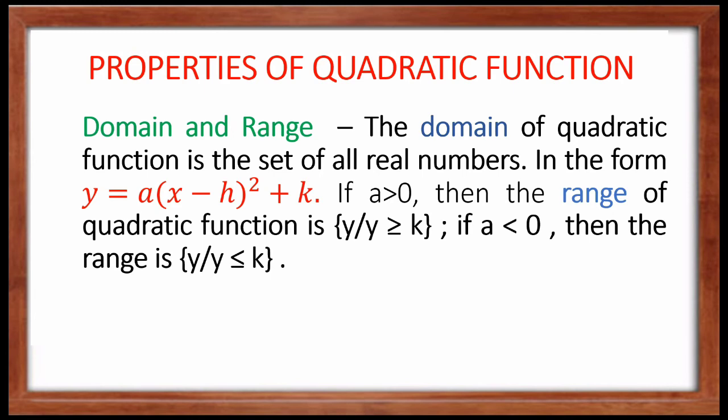Kung mapapansin natin na kapag ang a is greater than 0, maaaring ang opening ng parabola natin ay upward. So, ibig sabihin, ito ang ating range kapag ang ating parabola ay upward. Samantalang ito naman ang ating format ng ating range value kapag naman ang ating opening of the parabola ay downward.